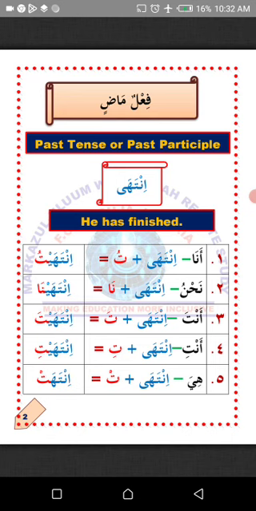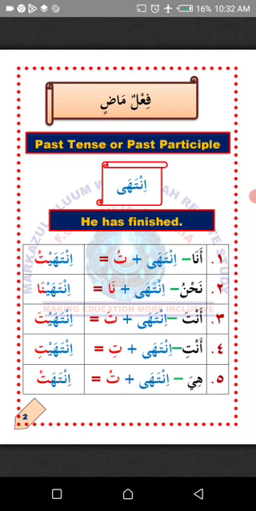Arba'a, number four. Anti, you, representing a single female person. So how do we change the Arabic verb intaha to suit anti? All you need to do is to attach ta'un, carrying kasra, to the last letter, then you give sukun to the letter before it. So the verb intaha will now become intahaiti, which means you have finished.